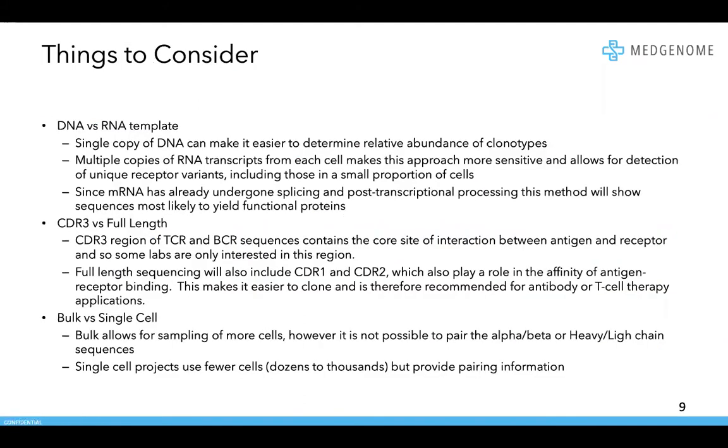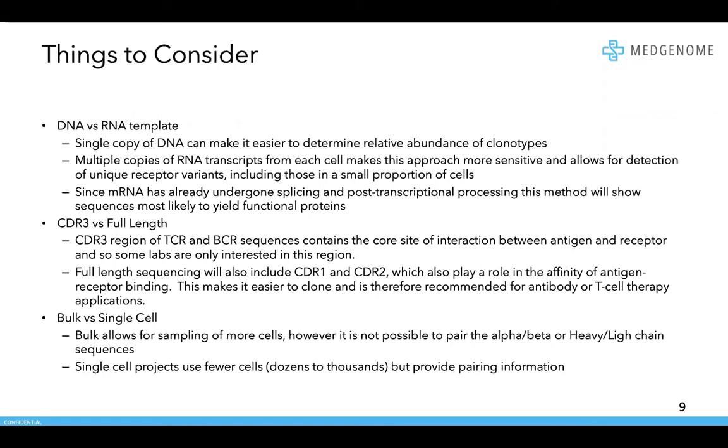And then just some things to consider when someone is trying to choose between using, say, the TCR kits that we offer, the 5' RACE method, or using one of the multiplexing methods. First, should they use DNA versus RNA as a template? So there are pros and cons to both.